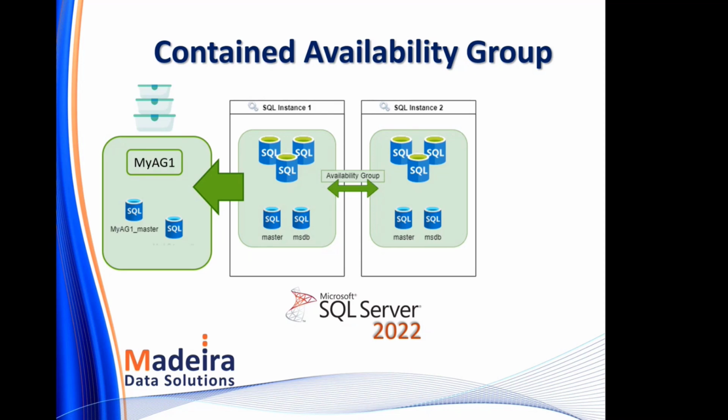Behind the scenes, what happens is that these new system databases are created with a prefix which is identical to the name of the availability group. So if the availability group is called myAG1, then those system databases will be called myAG1_master or MSDB.